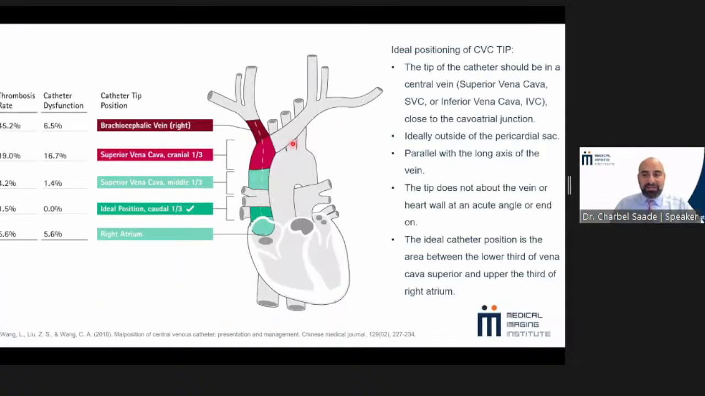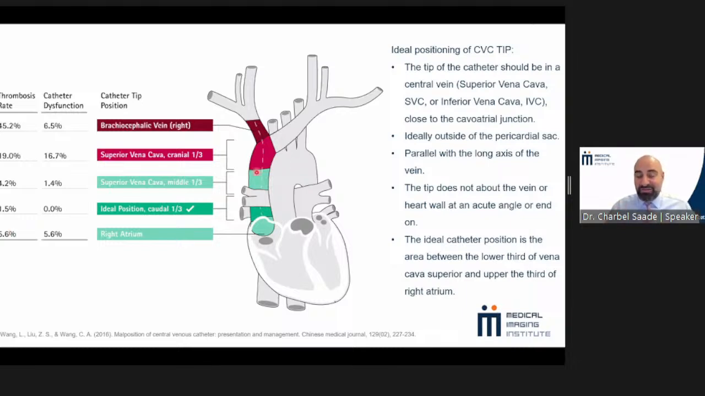So when we're talking about complications, the ideal positioning of the CVC tip again should be in the atriocaval junction. But this is what happens here. A lot of the times, if it's up here or there, when they did this study that was published in 2016, they found out that the rate of thrombosis significantly increases if the tip is at the brachiocephalic vein or at the superior vena cava. Now, if it's at the atriocaval junction, the thrombosis rate is between 4.2 to 1.5. And this is where ideally you want to be here. And of course, if it's in the right atrium, it goes to 5.6. So this is why catheter placement is important.